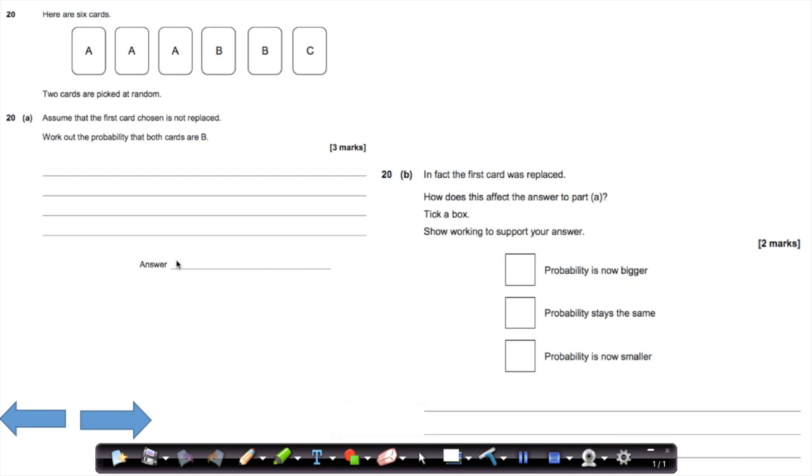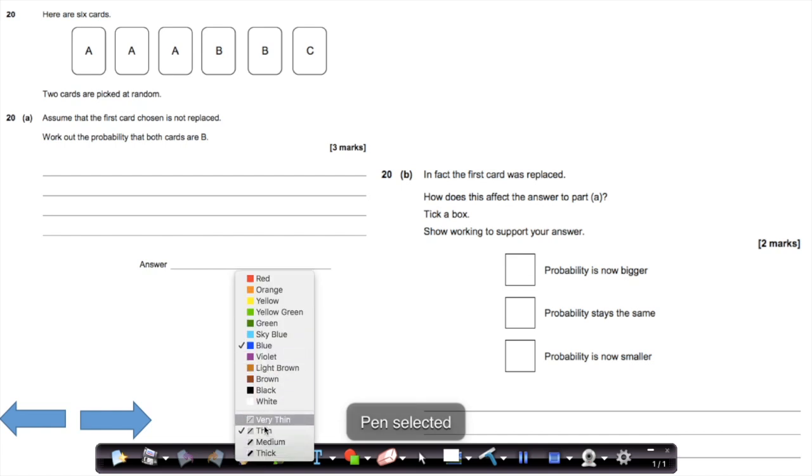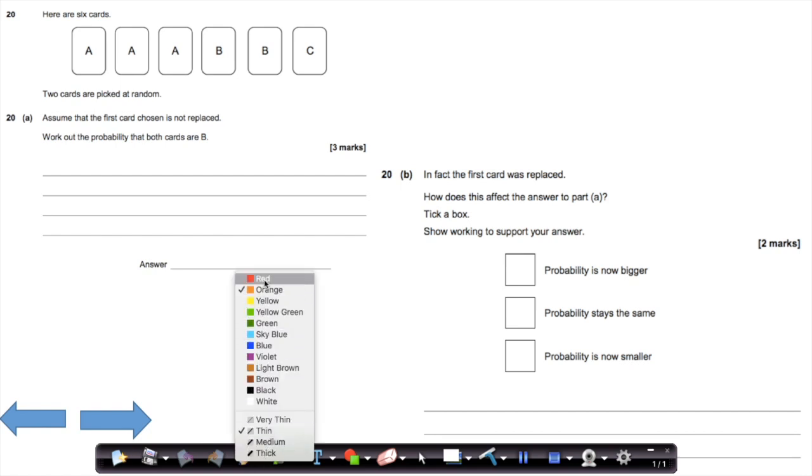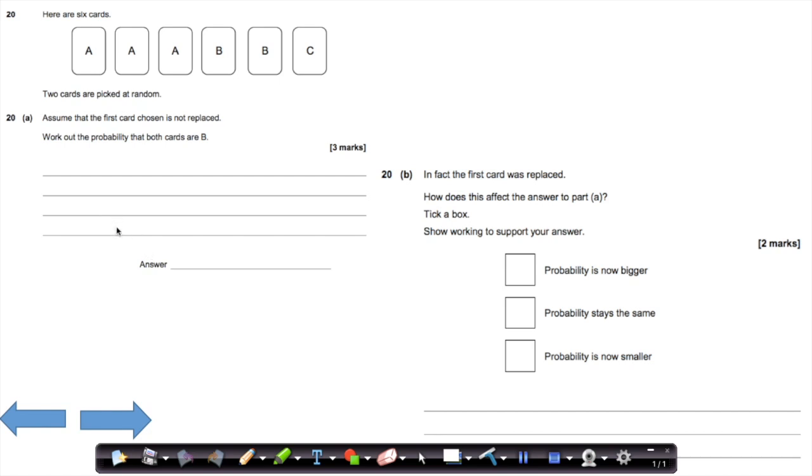So, looking at question 19, and we're facing a probability question. We haven't seen many of these so far in this paper, given probability's been given quite a big percentage of the GCSE now. That's quite surprising. 2 cards are picked at random. Work out the probability that both cards are B.